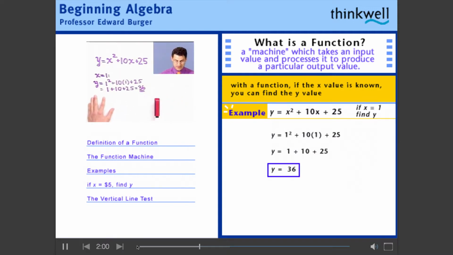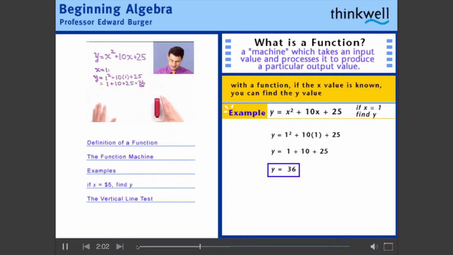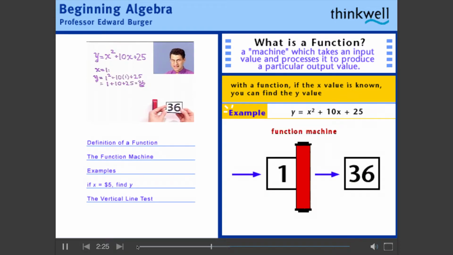Let's try it and see if that's right. So the way this works, let me show you how this function works. You take 1 and you put it in. You put it right in there. And then what happens when I turn it? It goes through the function and out comes, can you see that? 36. Ta-da! You see how it works? Isn't that neat? So that's exactly what's happening here. You put something in and something else comes out.